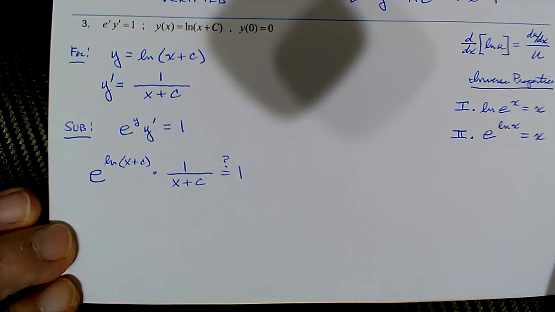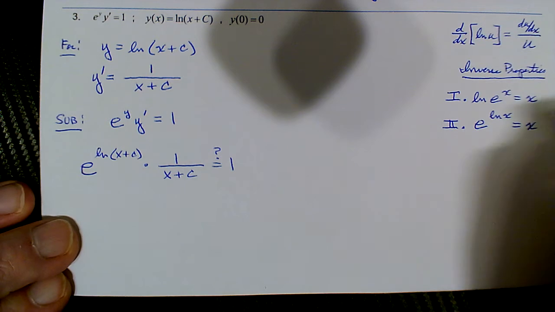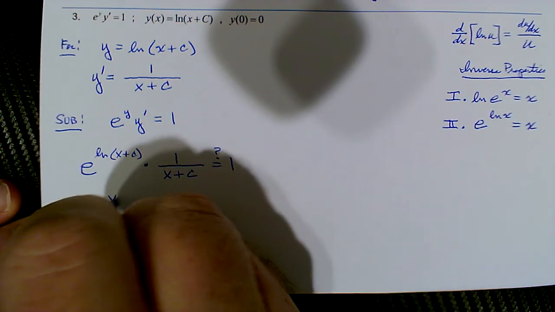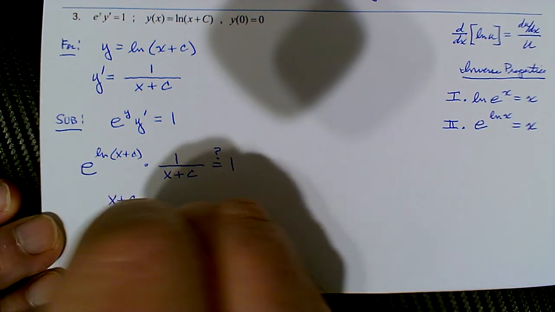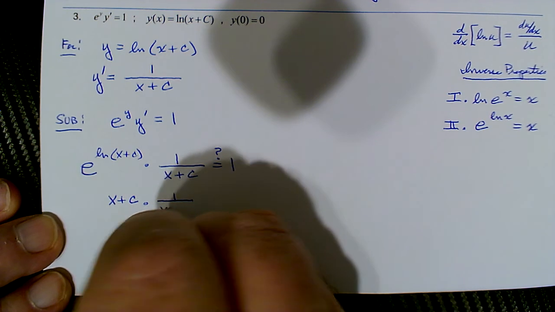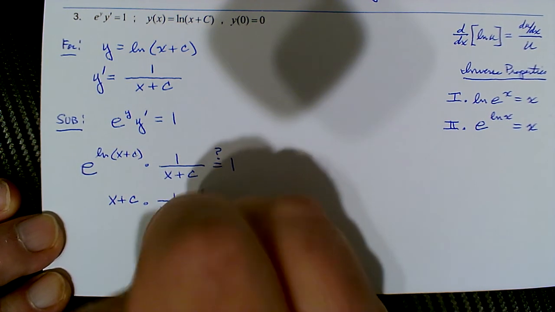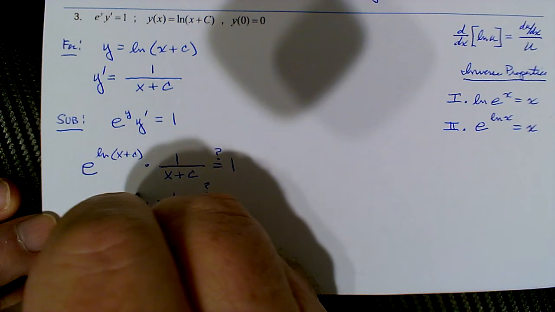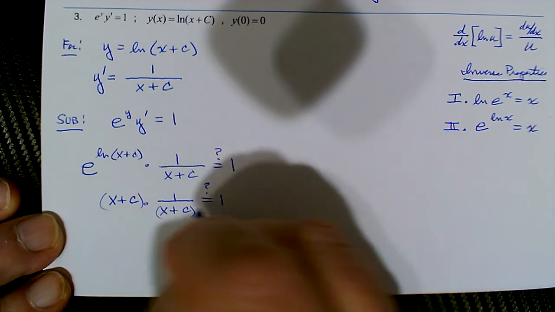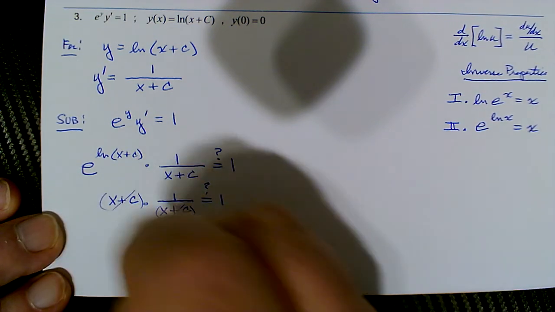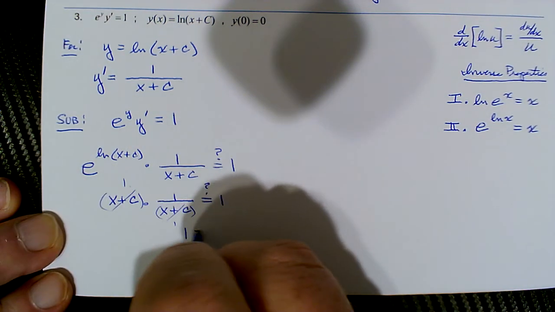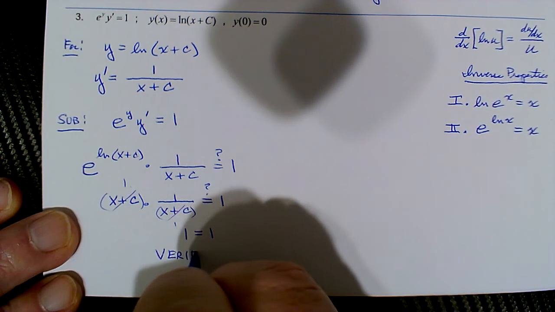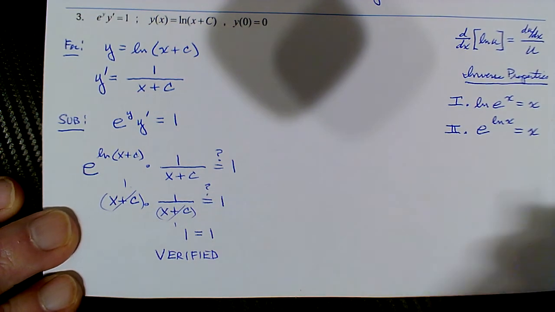is just x plus c times 1 over x plus c. Is that equal to 1? And yes, treating these x plus c's as binomial quantities, they cancel, replaced by 1's, and 1 equals 1. So it's verified. Alright, I'm going to separate the side work notes here.